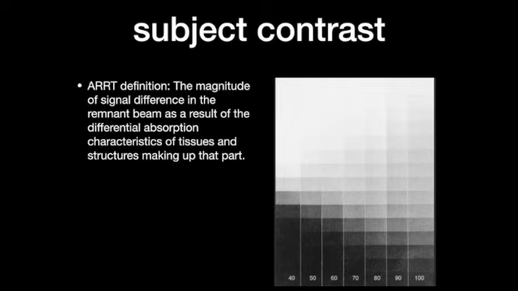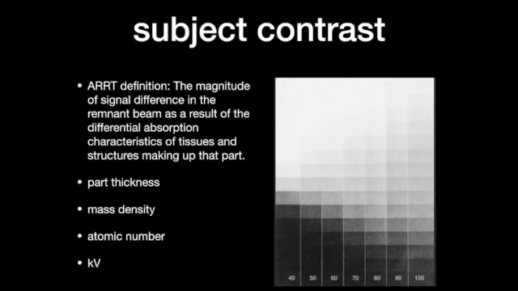This is going to be determined by the body itself. So the patient is the subject. So that's going to be your part thickness, the mass density of the tissue, and also the atomic number of the tissue itself. Now, you may recognize that we have no control over those things, right? We can't change someone's thickness or what they're made up of. So the way we control subject contrast is through KVP. So at low KVP, you see higher contrast, it's mostly white and black. And at higher KVP, you see more shades of gray.